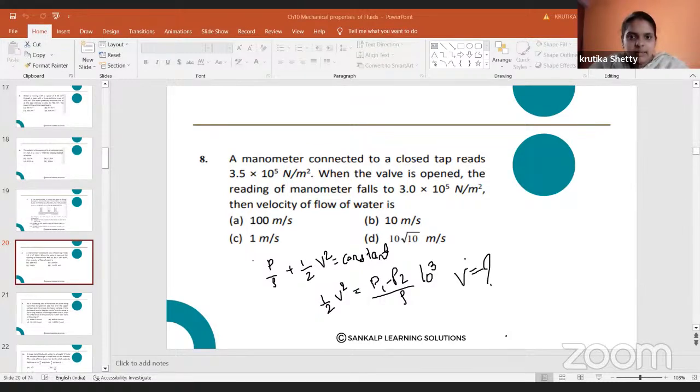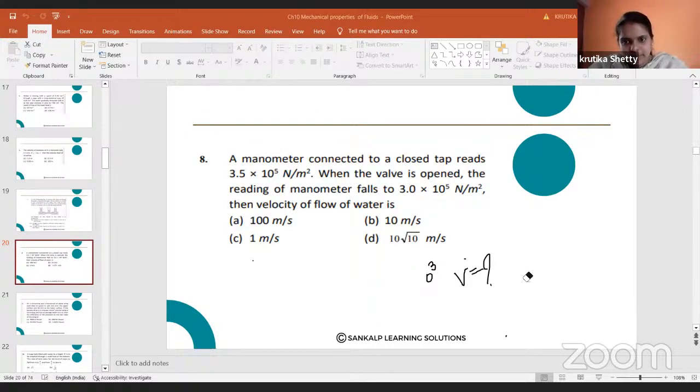Option B is the correct one here. So use this formula and simplify it. V is equal to 10 meter per second. Next, last one more question we will see, then we will continue with the next topic.